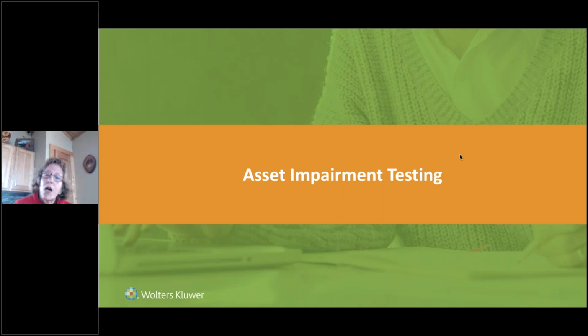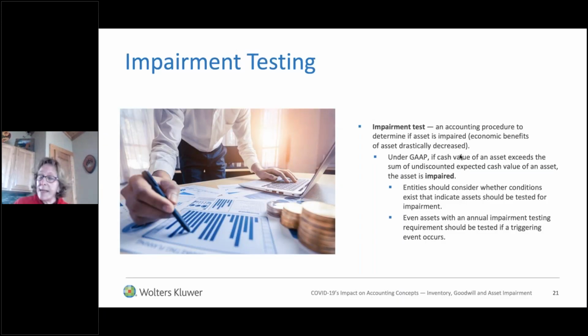All right, my last topic, and according to my clock, I have about 15 minutes, so I'm good, is asset impairment testing. So impairment testing and accounting is an accounting procedure to determine if assets are impaired, like if the economic benefits of the assets have drastically decreased. And we can relate that a lot to COVID because we may have assets that are sitting in certain factories or warehouses or areas that haven't been used. And because they're there and they haven't been used, they may have some impairment to them.